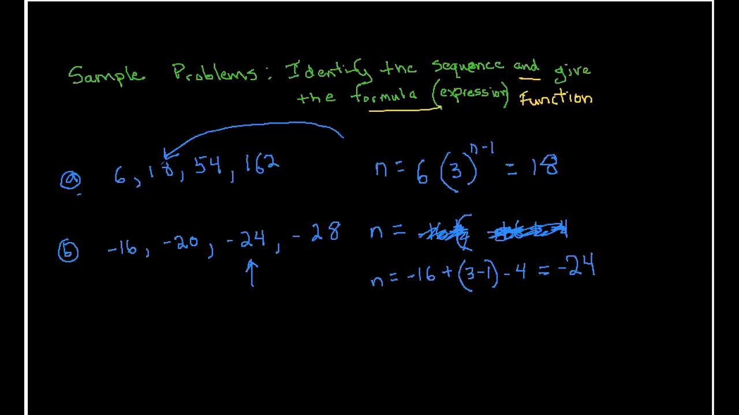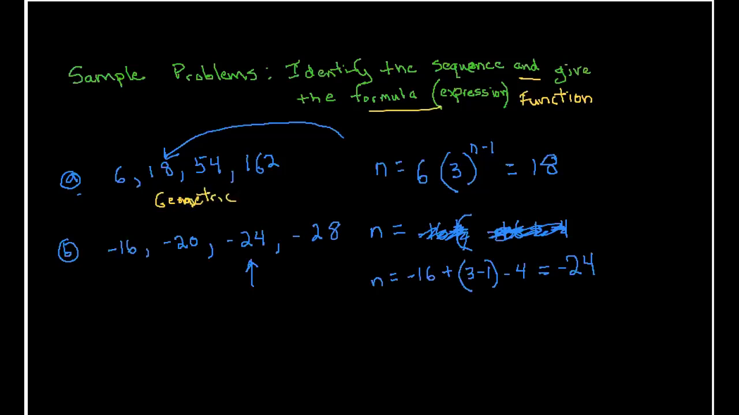But how about if it's a geometric sequence where you multiply? 6 times what gets me 18? 6 times 3. If I multiply 18 by 3, I get 54. If I multiply 54 times 3, I get 162. This is a geometric sequence. So the answer you would put is that this is geometric, okay? Geometric.